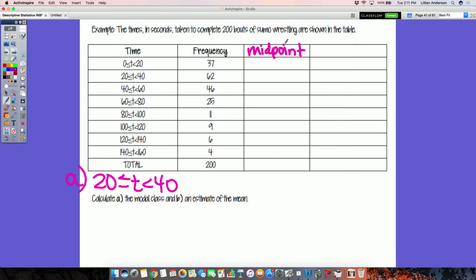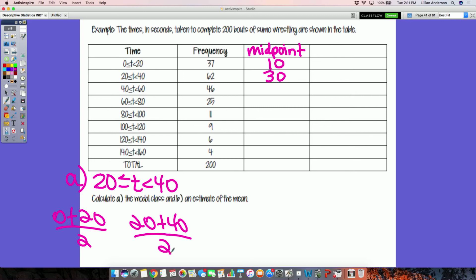What is the midpoint? What's the number in the middle between 0 and 20? It is 10. What about for the second class between 20 and 40? 30. Now, if you're wondering where these numbers are coming from, all we're doing is taking 0 plus 20, dividing it by 2, or taking 20 plus 40 and dividing it by 2. That's how we're finding the midpoint.